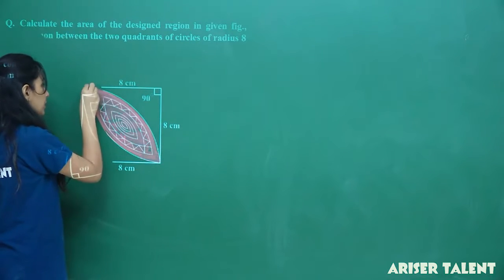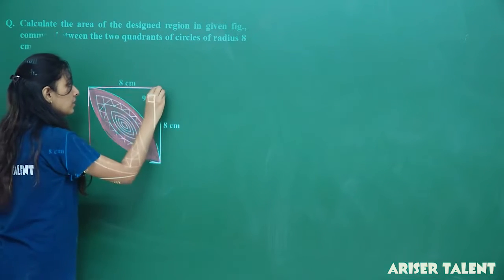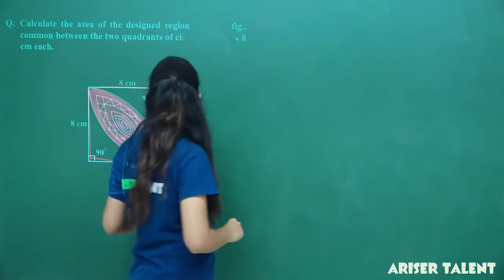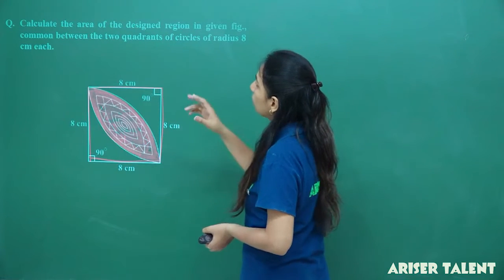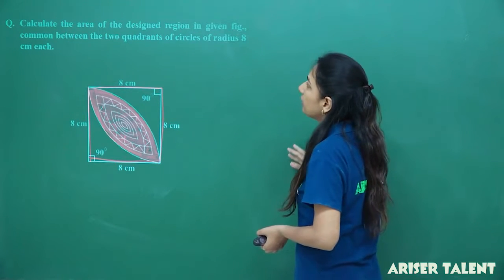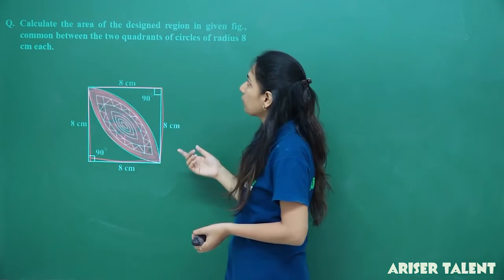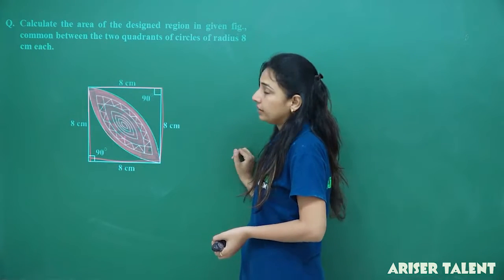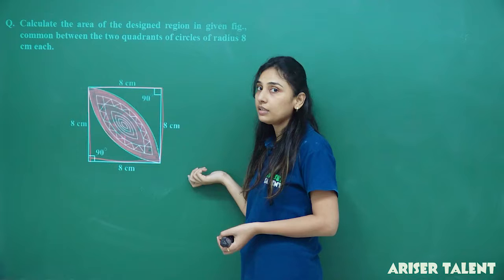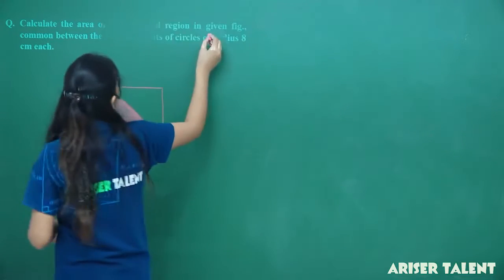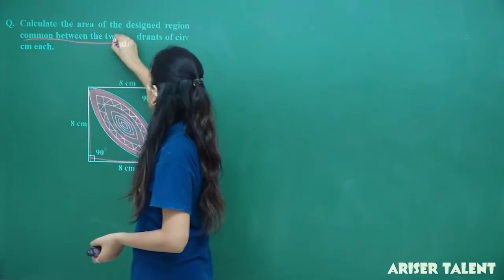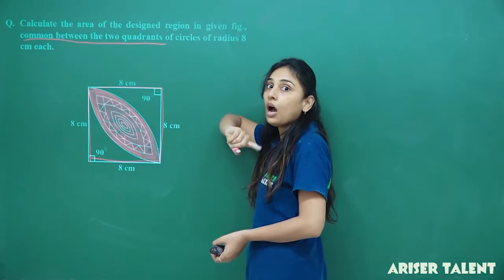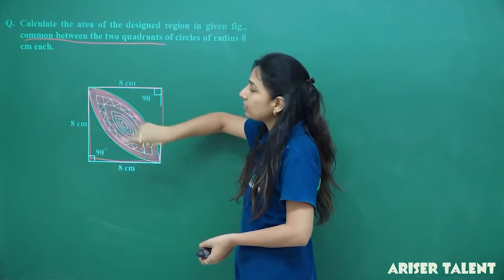Right, students. Now you're having this square. This square having side of 8 centimeter. So you have to calculate the area of the designed region in figure common between the two quadrants of circle of radius 8 centimeter each. Now it's having given you hint, but what if it's not giving you hint? It's giving you hint in this, common between the two quadrants. Okay, this is your hint. How? I'm telling you to find this area.